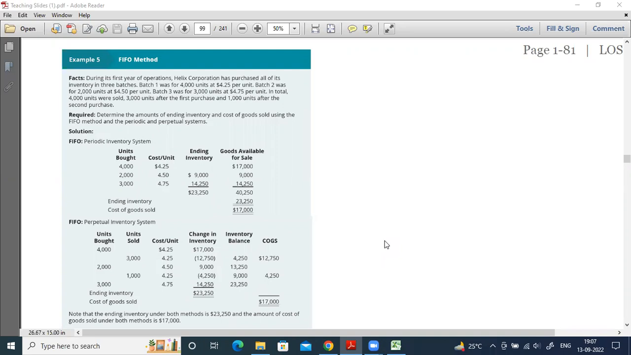Now try to understand this. Determine the amounts of ending inventory and cost of goods sold using the FIFO method, that is first in first out method, under the periodical and perpetual systems. First, the FIFO method using the periodical inventory system. When you are going with the periodical inventory system, it is very, very simple.